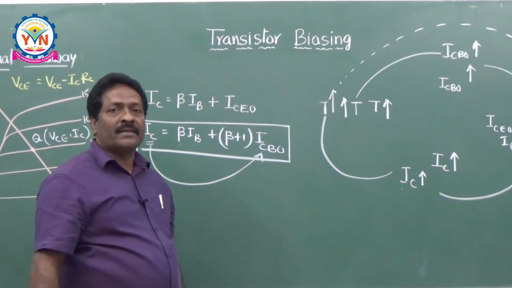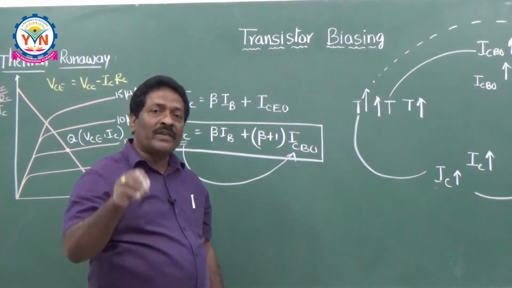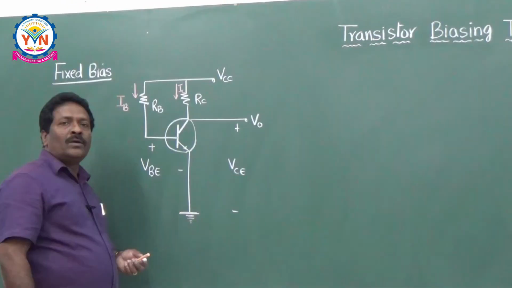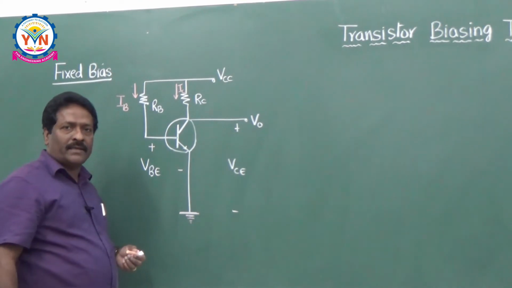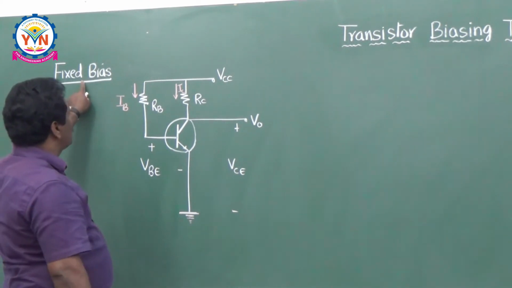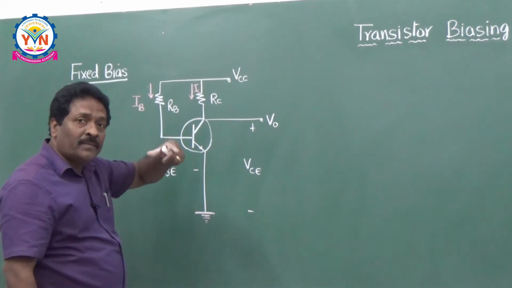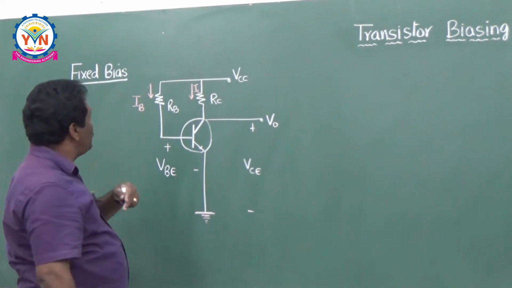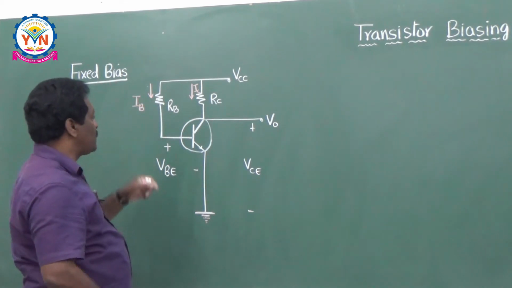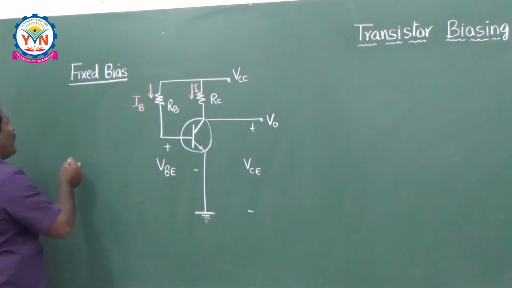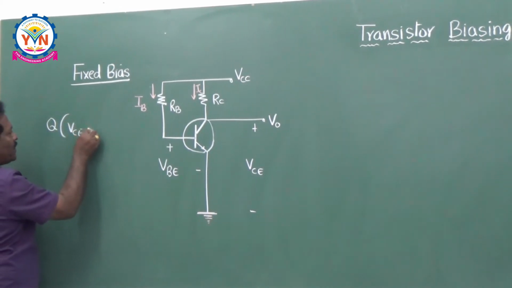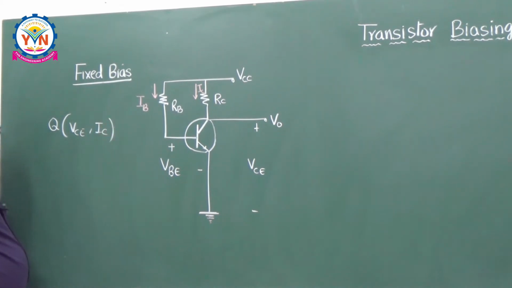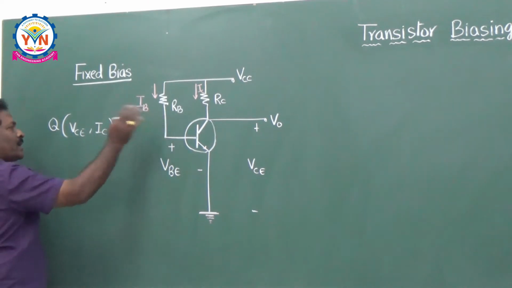Now, let me discuss the biasing techniques in this class to fix up the operating point. To fix up the operating point Q, we have different types of biasing techniques. One is the fixed bias, the second one is collector to base bias, and the third one is self bias. So, let me discuss in detail what is fixed bias here. You know very well, operating point means Q having the coordinates of VCE and IC. And you have to find out the values of IC and VCE for every biasing technique.